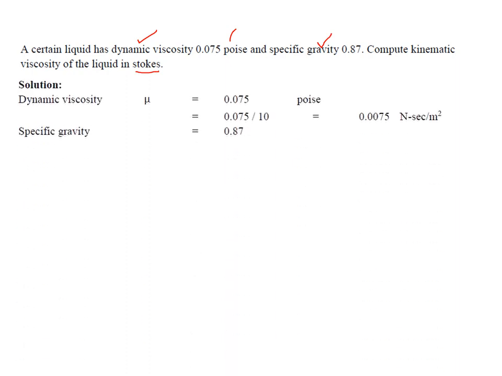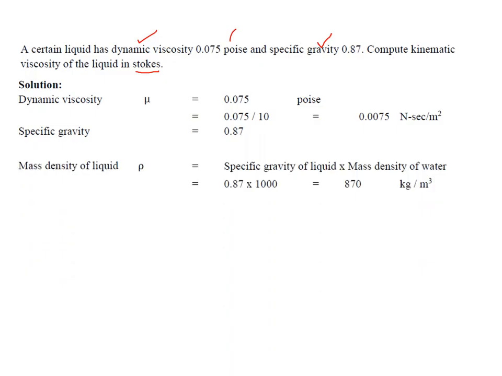So here the first step is to convert dynamic viscosity, that is poise, to Newton second. So we are dividing by 10, because one poise is 1/10 of Newton second per meter square, so you get 0.0075 Newton second per meter square. Specific gravity is given in order to calculate density. So the mass density of any liquid is its specific gravity multiplied by 1000, so you will get 870 kg per meter cube.